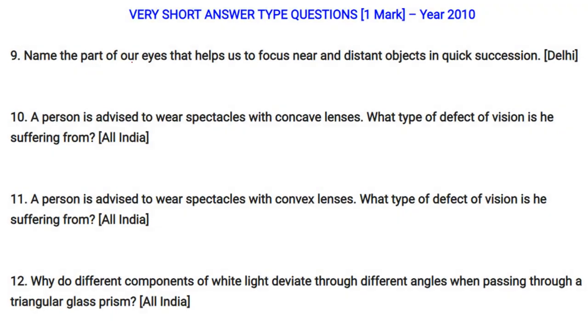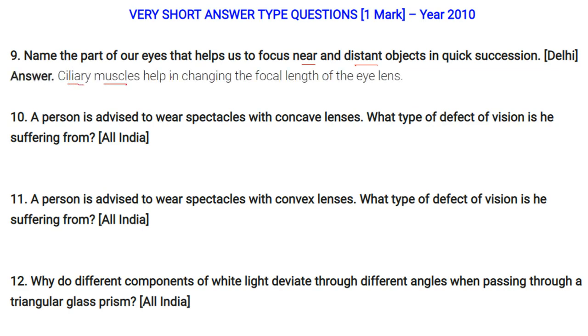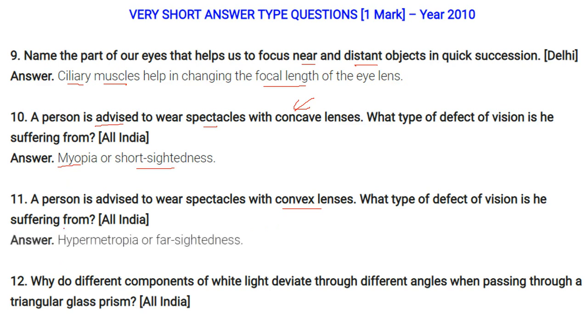Name the part of our eyes that helps us to focus near and distant objects in quick succession. So the ciliary muscles help in changing the focal length of the eye lens. A person is advised to wear spectacles with concave lenses. What type of defect of vision is he suffering from? Concave lenses. He might be suffering from myopia or short-sightedness. A person is advised to wear spectacles with convex lenses. What type of defect of vision is he suffering from? He might be suffering from hypermetropia or farsightedness.